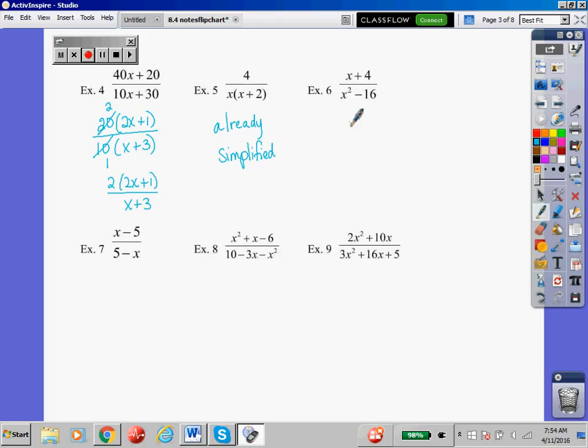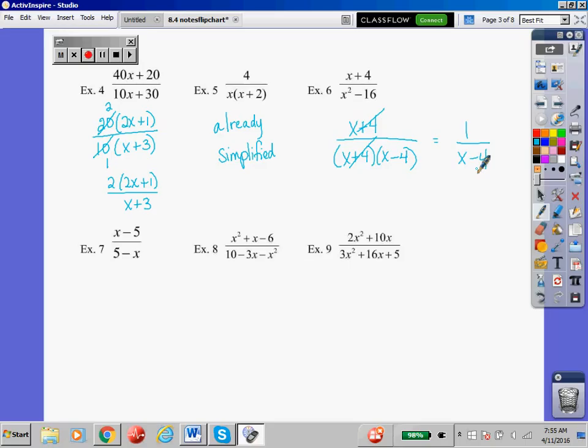All right, example 6. X plus 4 is already done, but in the bottom, x squared minus 16 is a difference of 2 perfect squares. So that's x plus 4 times x minus 4. And the reason why I put this one on here is I have students who make a common mistake. When I cancel, I have students say that the answer is x minus 4. Why would x minus 4 be the wrong answer, Michael? Yeah, this is still a fraction, and I actually have a 1 in the top. And the x minus 4 can't magically go up to the top.